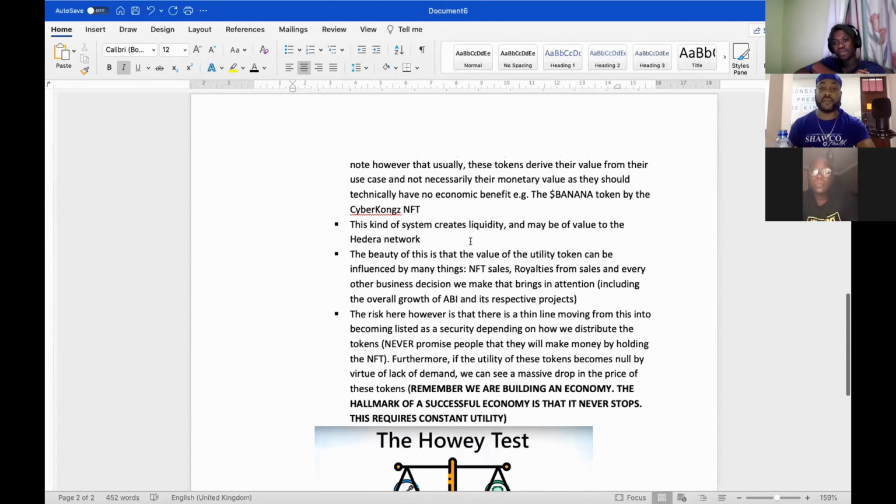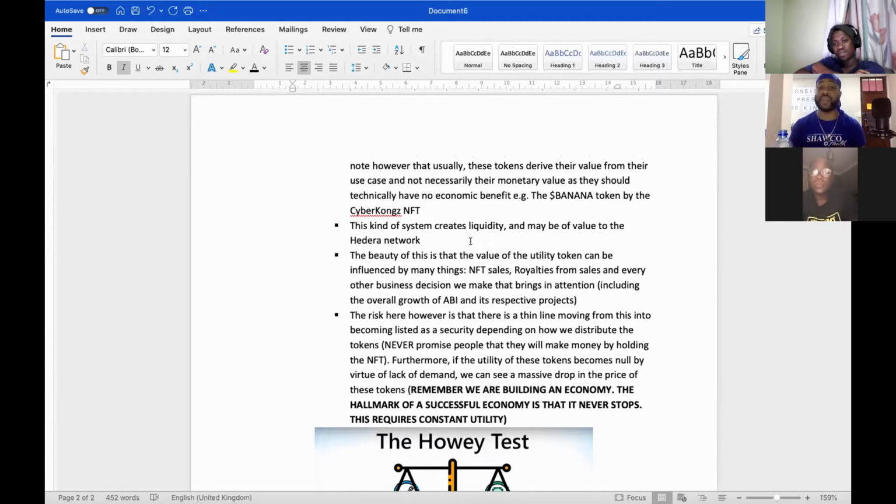So the beauty of this is the value of the utility token can be influenced by many, many things. This can be influenced by the NFT sales, the royalties from sales, or even any other business decision that brings attention to the overall NFT project itself. So this includes the overall growth of Abby and our respective Strictly projects. If those start to do well because of their association with the Hashbits project, we can then drive up the hash token's price. If we're doing this, we're driving up the overall value of the entire project, as well as the overall value of the underlying network, Hedera, because we're bringing more money into that particular thing.